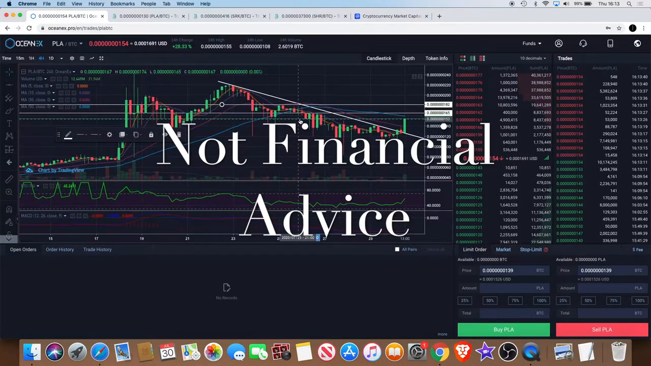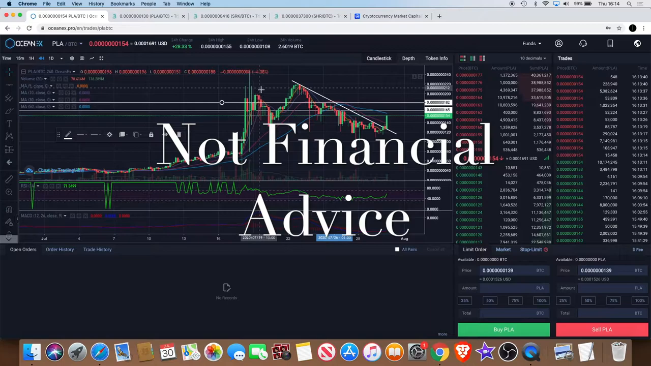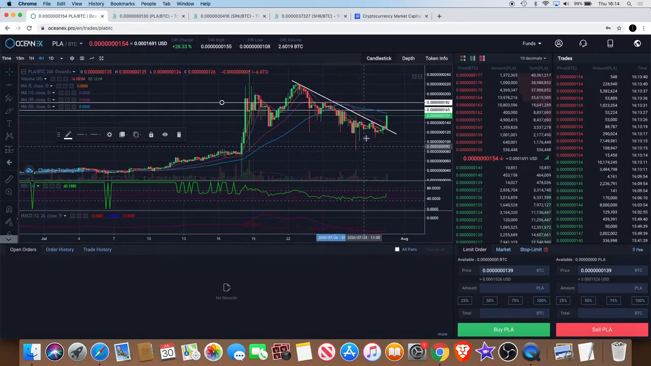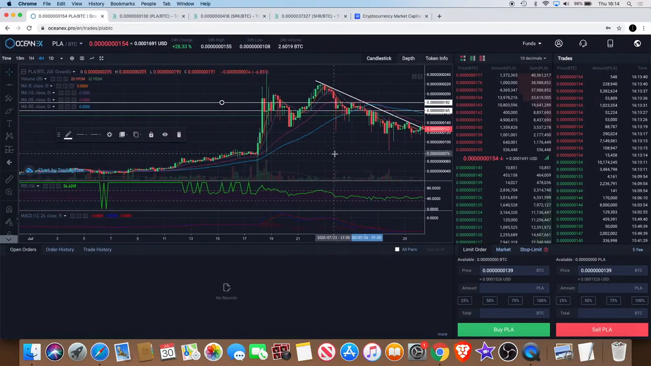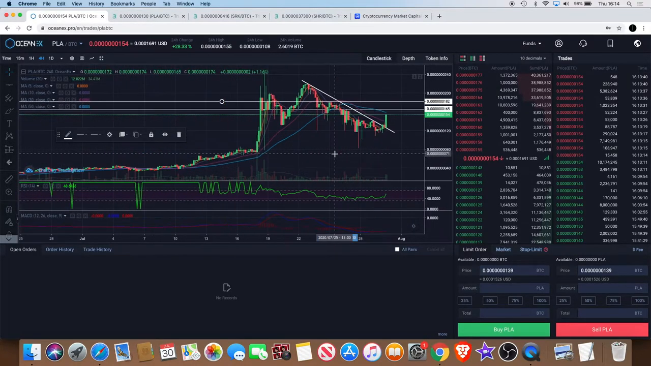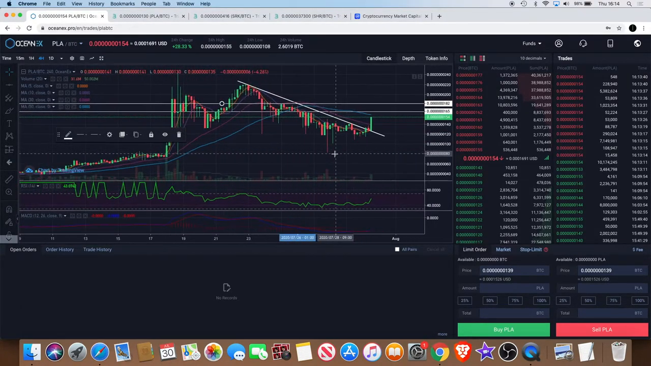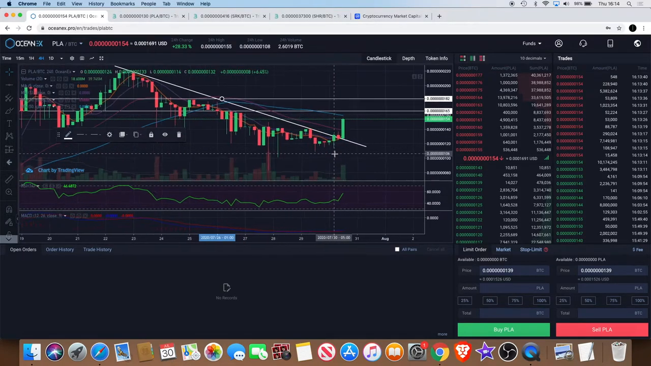So that's Plair. It's actually a nice pattern forming. Rather than seeing it fall straight down to the downside, we see it ball up there. There's a lot of buying activity coming in at the end of the day. I do wish the volume was a little bit better, but there's still time for that to build up. A lot of people are getting into Plair now.